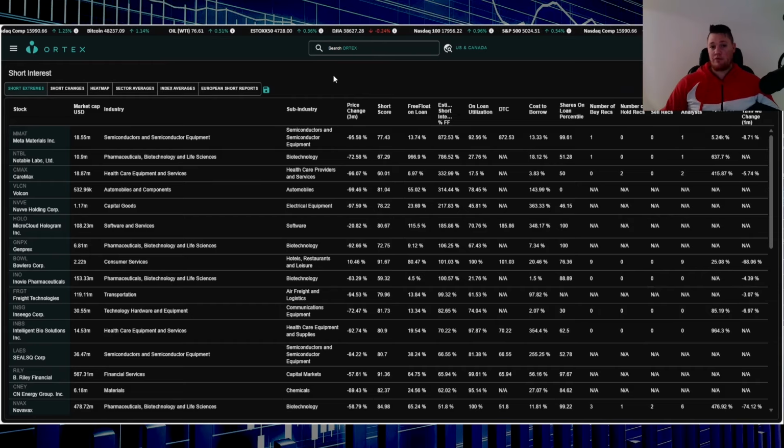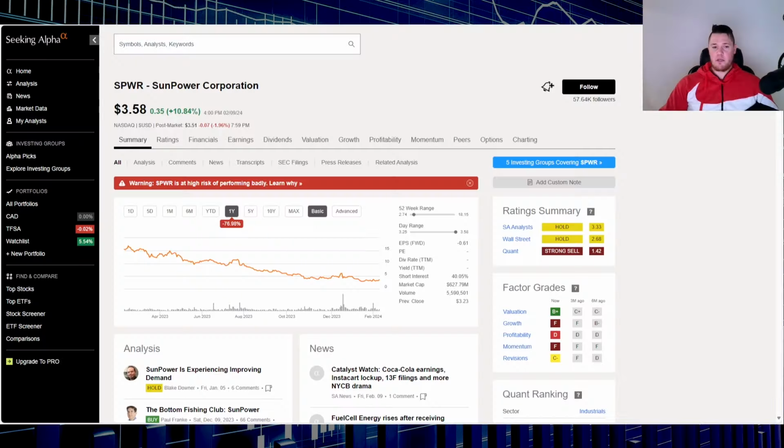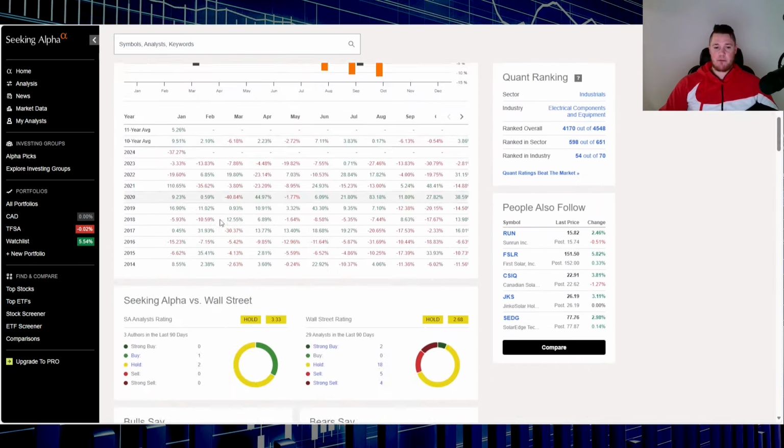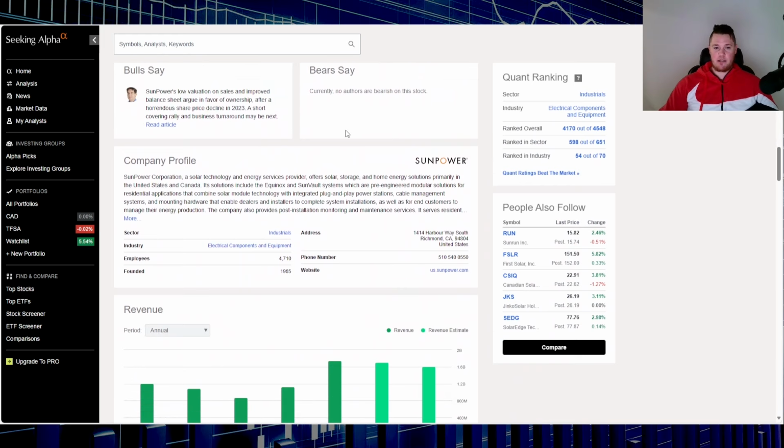But moving on to my bonus stock though, it is SunPower Corporation, ticker's SPWR. On Friday, it went up 10.84%. Over the last 1 year, it is down 76.98%. And 2024, down 25.88%. This is what they are all about, as you can see right here.